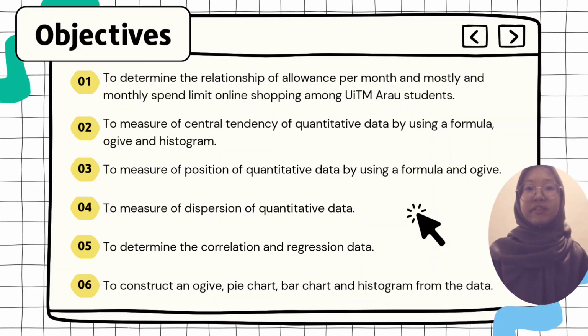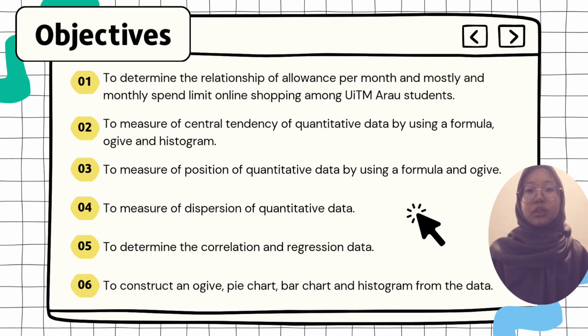Here we have several objectives for our survey. First, we have to determine the relationship of allowance per month and monthly spending limit for online shopping among UiTM RAS students. Second is to measure the central tendency of quantitative data by using formula or ogive and histogram.